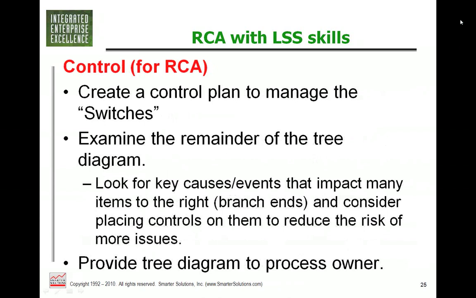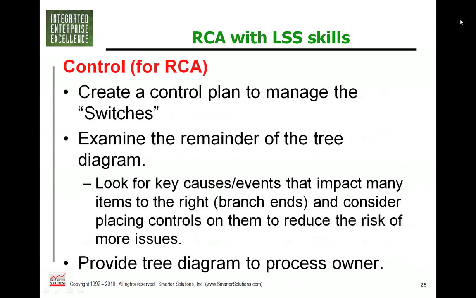Control, just like you'd do in a project. You have to create a control plan to manage the switches. Okay? You may examine the remainder of the tree that was not in your direct causal effect and find a serious one that's at risk. Choose to control that too.